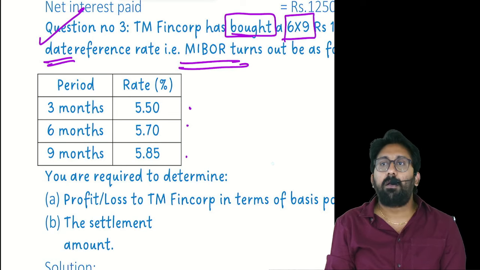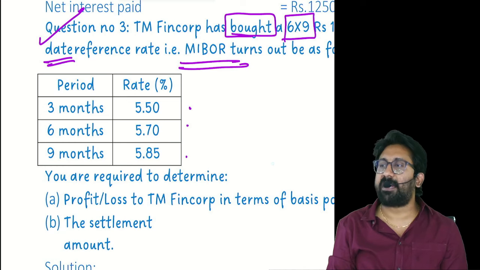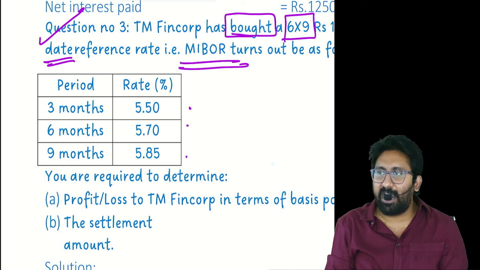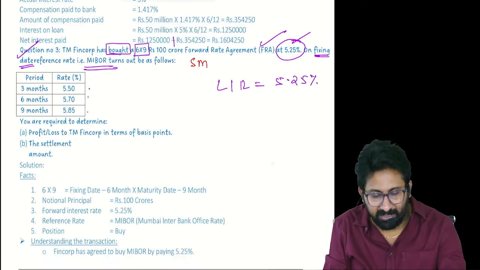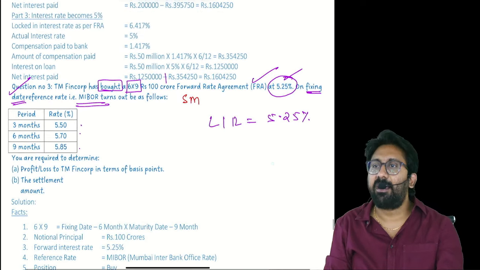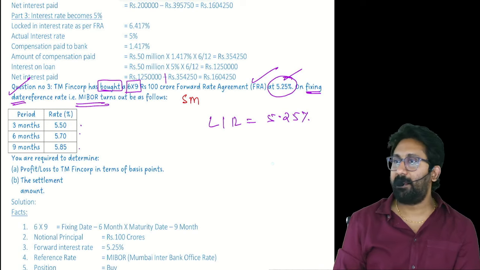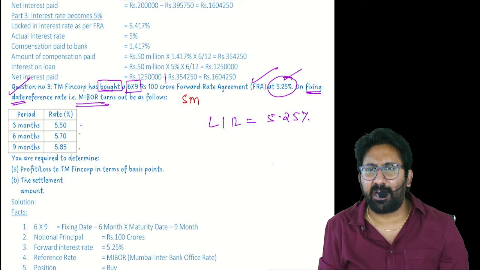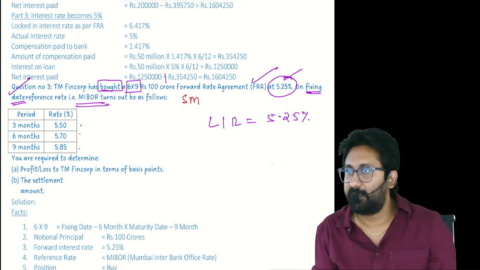Tell me now. I am a speculator, not a hedger. Did you read the question or not? I am a pakka speculator in this question. There is no real loan. There is only one market I am entering, the forward rate agreement. That's all. I wanted to bet on interest rates.